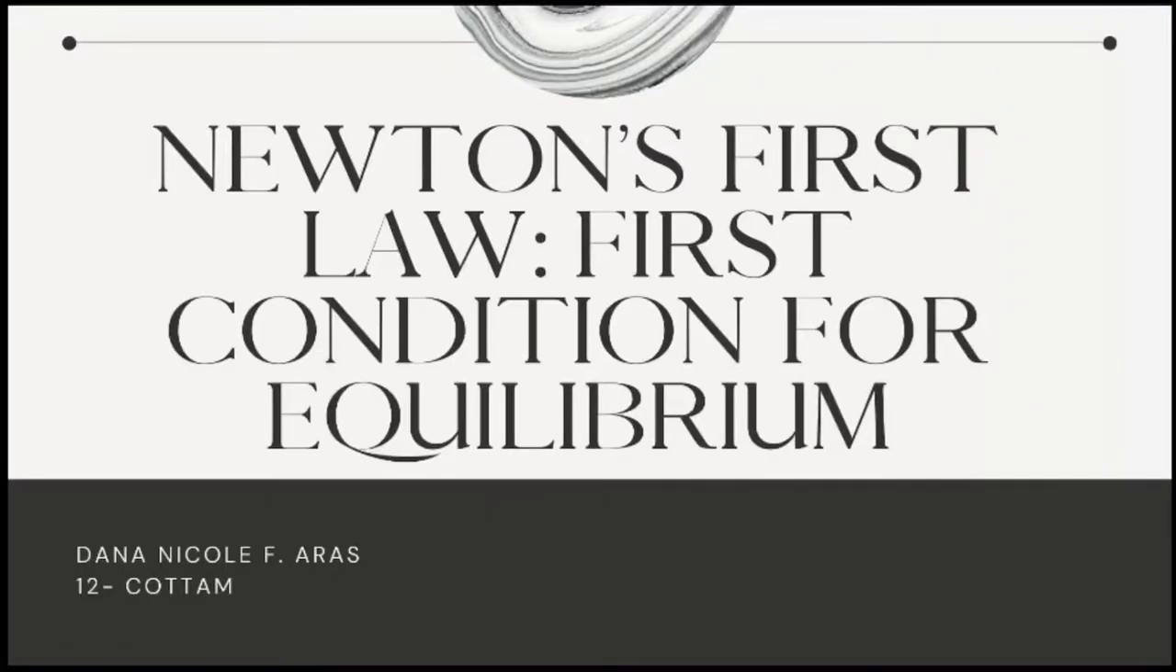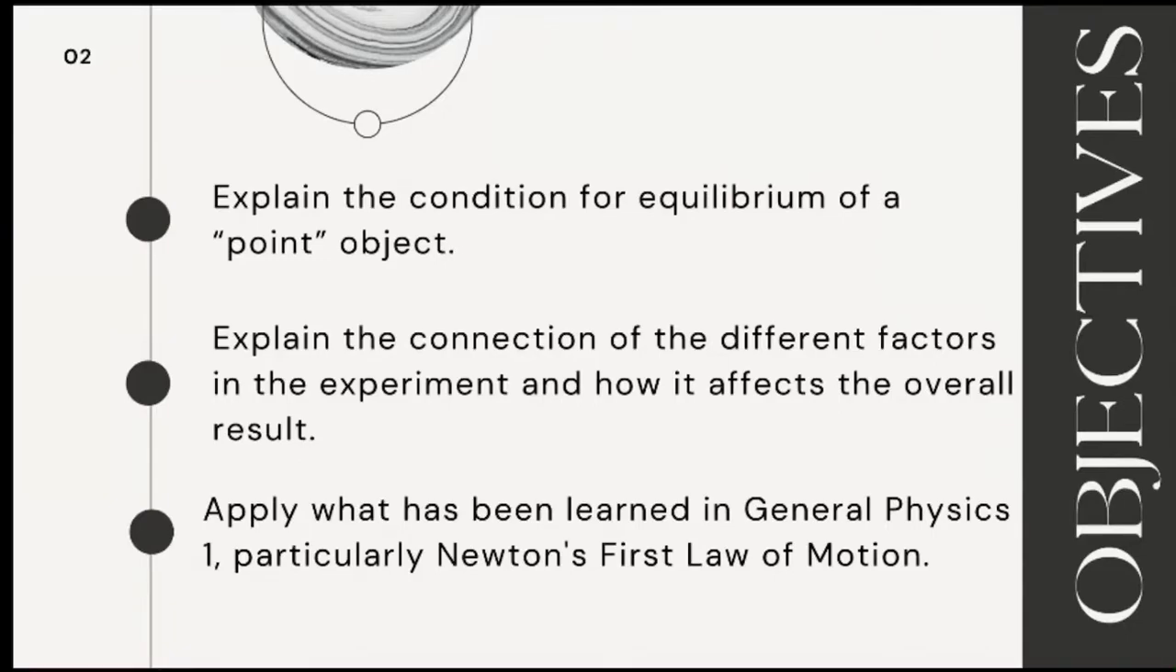From 12 Gotham. In completion for General Physics 1, I will be presenting my chosen lab at home experiment, which is the Newton's first law, first condition for equilibrium. The objectives are to explain the condition for equilibrium of a point object, explain the connection of the different factors in the experiment and how it affects the overall result, and apply what has been learned in General Physics 1, particularly Newton's first law of motion.